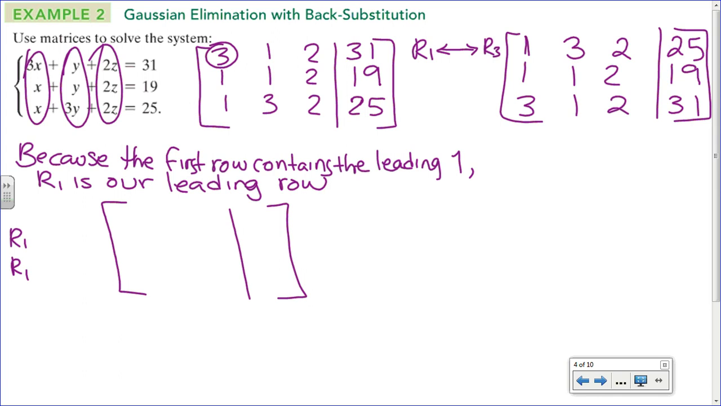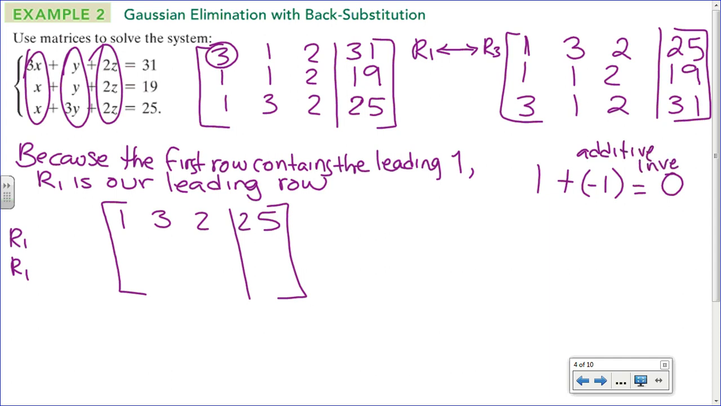R1 is good to go, so let's just copy it from the previous matrix. Don't go back to the original, go to the previous. So 1, 3, 2, 25. Now here's the thing. We want to make this positive 1 a 0. So what do you need to add to 1 so that you can get a 0? A negative 1. Very good. And so this is called the additive inverse. So anytime you have to make a 0, you will use the additive inverse of the number you're trying to turn into a 0, and multiply by the leading row.